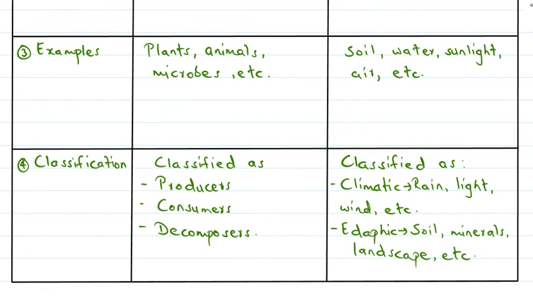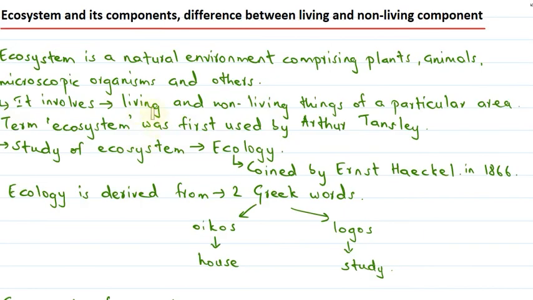Now let's quickly revise everything that we have covered today. Today we have covered the ecosystem and its components and the differences between the two components of the ecosystem. So what is an ecosystem? An ecosystem is a natural environment that comprises plants, animals, microscopic organisms and others. It includes the living as well as the non-living things present in a particular area. And the term ecosystem was first used by Arthur Tansley.